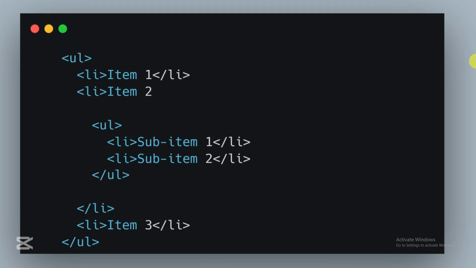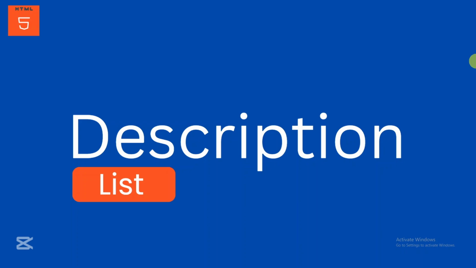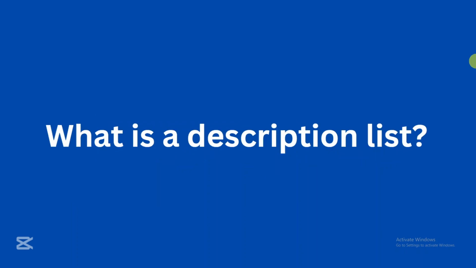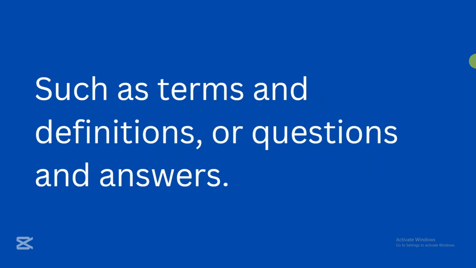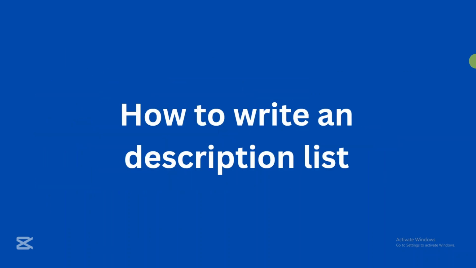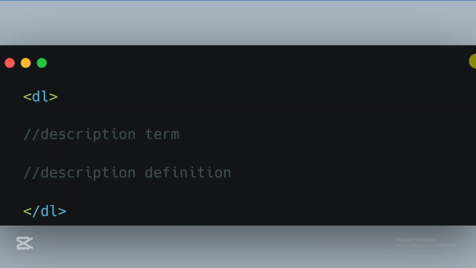The final type of list that we would look at is the description list. So what is a description list? A description list is used when you want to define terms and their corresponding descriptions. So when you want to display terms and definitions or questions and answers, you should use a description list. How do we write a description list? So this is the syntax that you need for a description list.